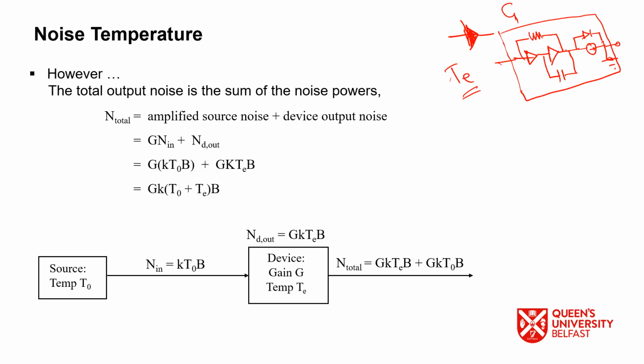So imagine we have one source with noise temperature T naught. The input noise to this system will then be K T naught B. This system has its own gain. This system has its own TE. So the N total will be G K TE B plus G K T naught B, which is what we have seen here.